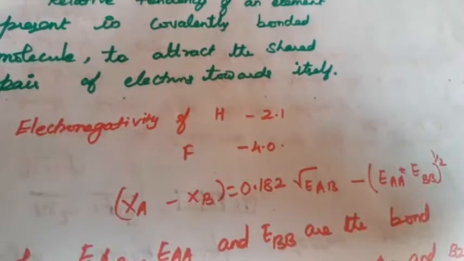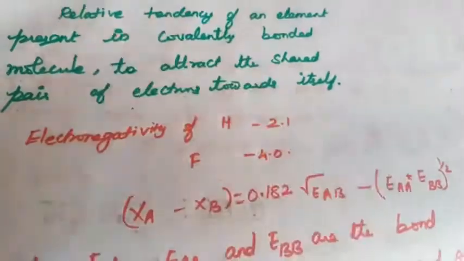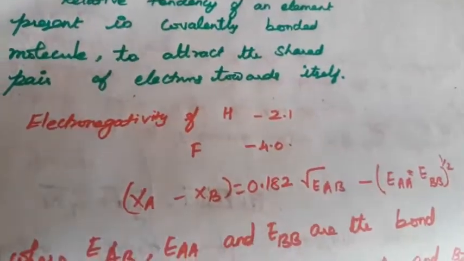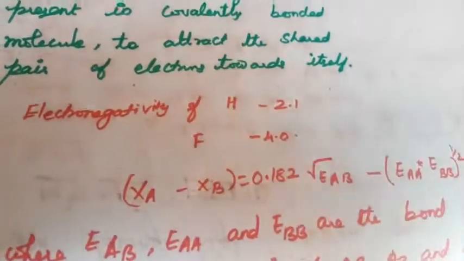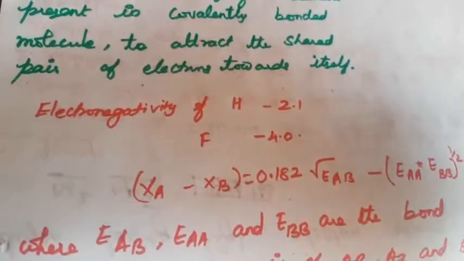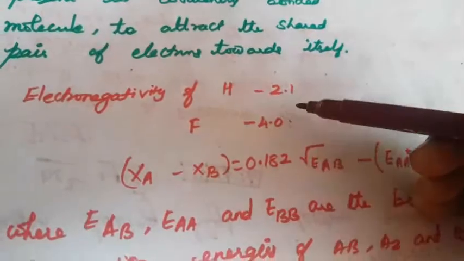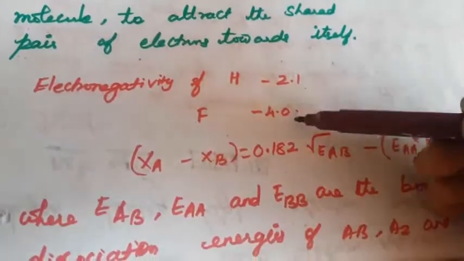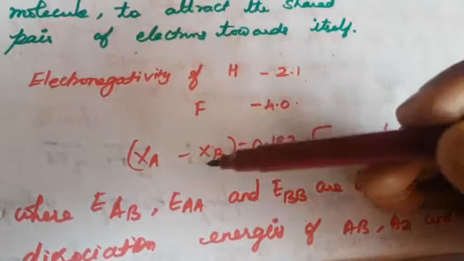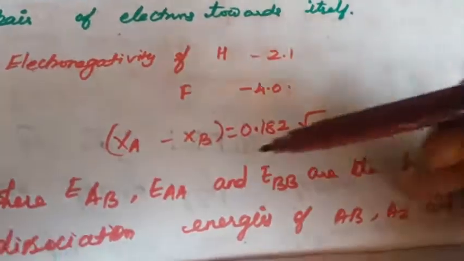Electronegativity is not a measurable quantity. We cannot predict that it is exactly this much amount. So electronegativity can be calculated on the Pauling scale. For hydrogen and fluorine, the electronegativity values are 2.1 and 4. Using these values, this is the formula to calculate on the Pauling scale.